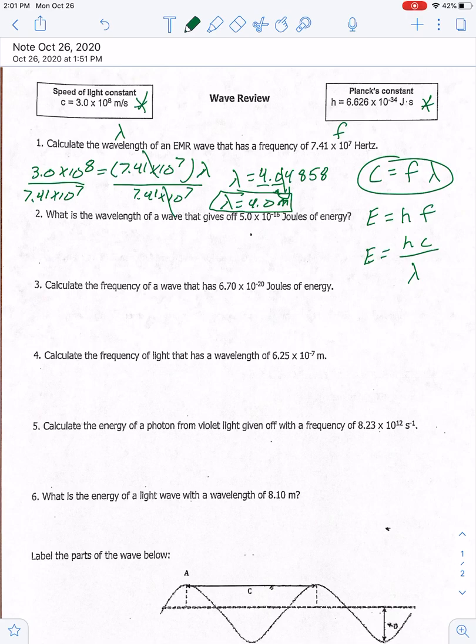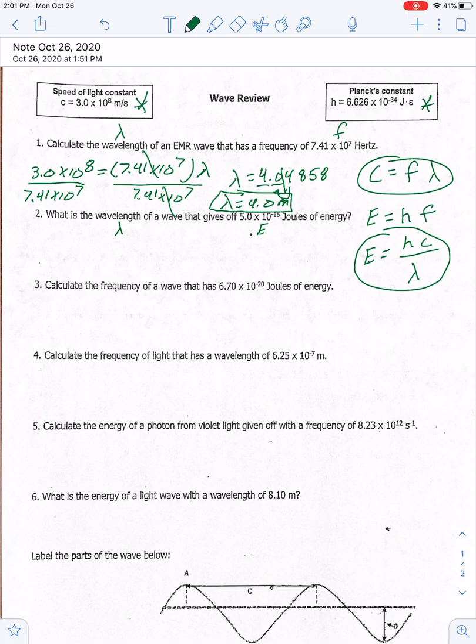Number 2, what is the wavelength of a wave that gives off 5.0 times 10 to the negative 16th joules of energy? Okay, what is wavelength? So I don't know what lambda is. And I know energy. They gave me energy. So I would look and see which equation uses E and wavelength. And then that one would be right here.